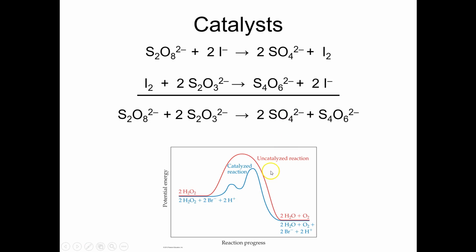The uncatalyzed reaction would simply be persulfate plus thiosulfate to give sulfate plus tetrathionate, or tetrathionide. I'm not sure what its name is. The catalyzed reaction with the iodide gives us a different mechanism with a lower activation energy.